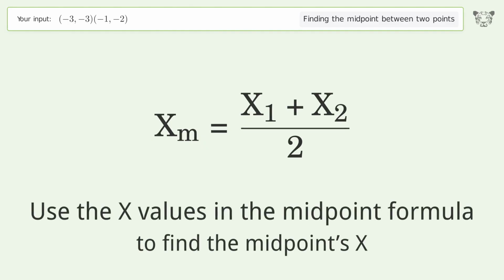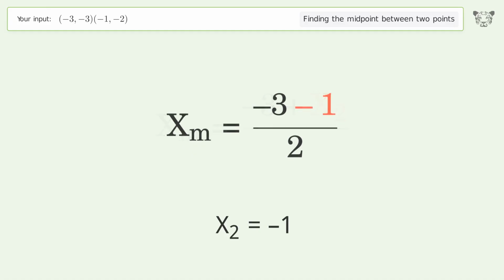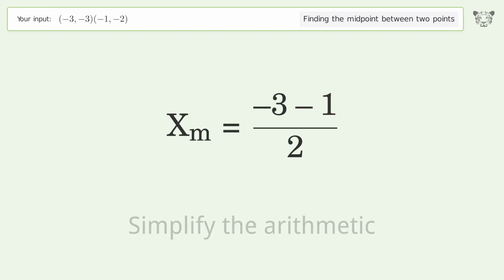Use the x values in the midpoint formula to find the midpoint's x. x1 equals -3. x2 equals -1. Simplify the arithmetic.